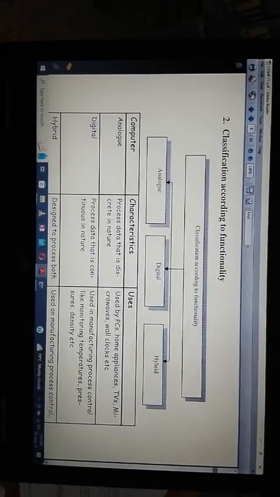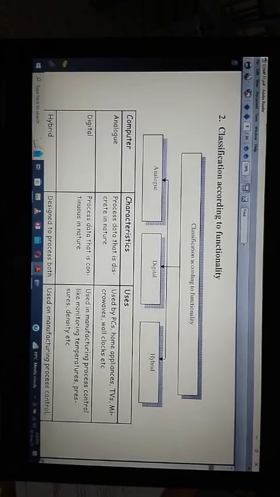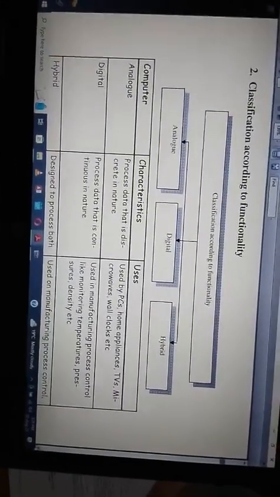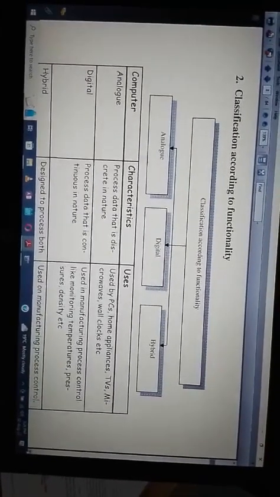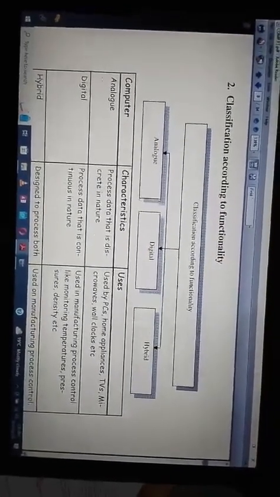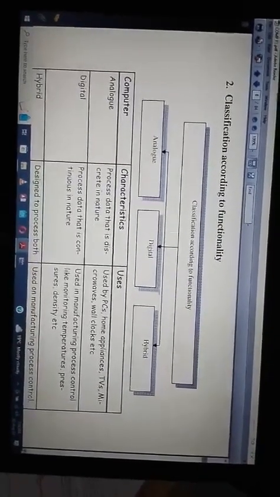But when you talk about continuous, it simply means something that keeps on changing. And a good example of something that keeps on changing is temperature. Digital computers process continuous data. A good example is temperature. The temperature of a human being keeps on changing. So that's why we say that it processes data that is continuous in nature.